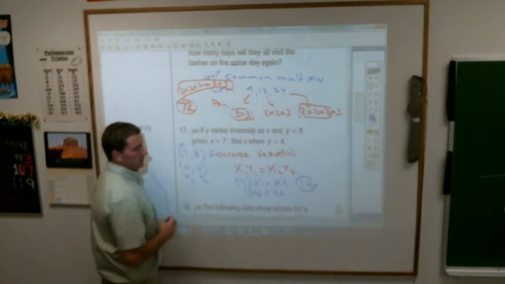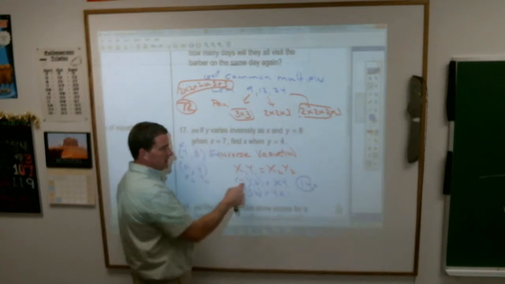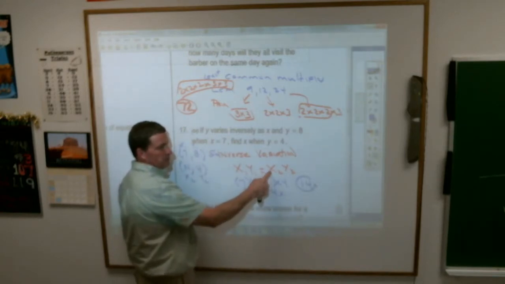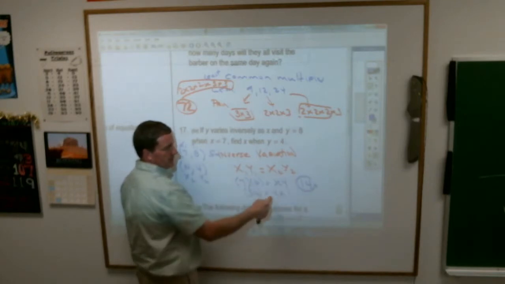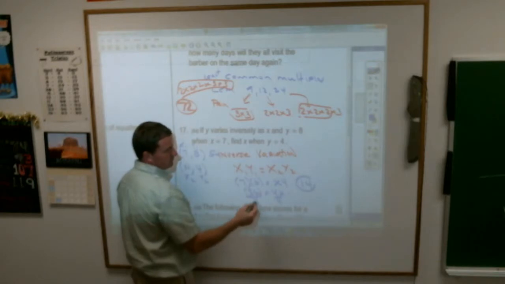I will do that again. X times y, x is 7, y is 8, I get 56. X is, we don't know, y is 4, so that is 4x. Divide by 4, divide by 4.